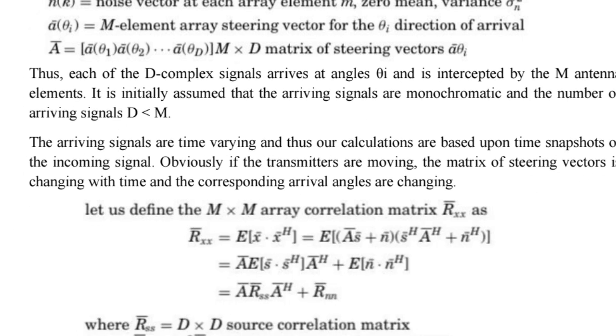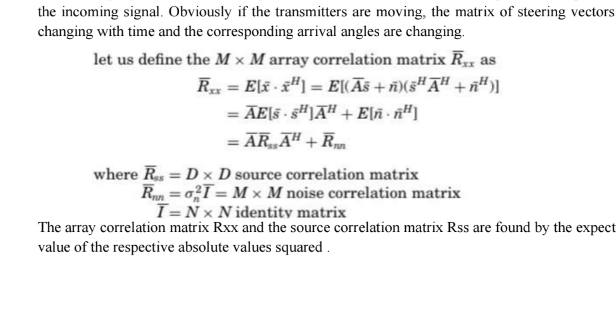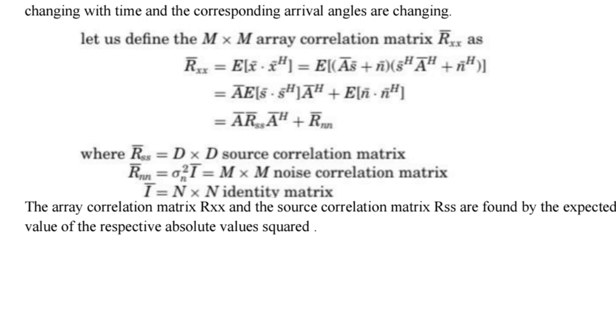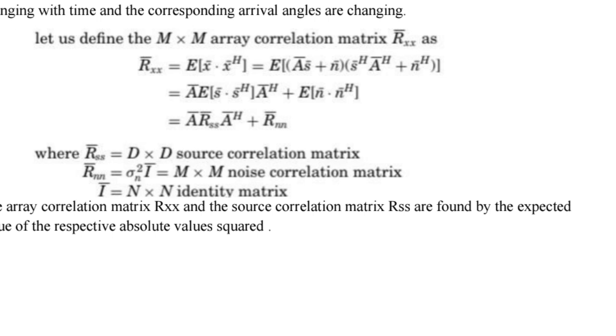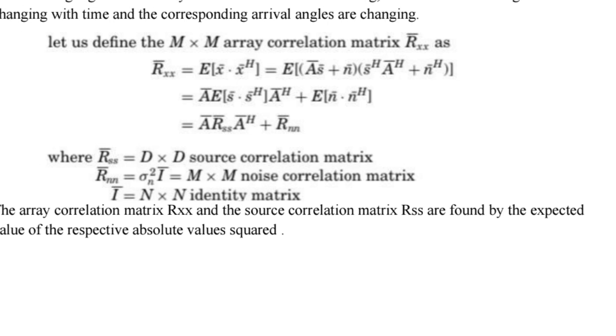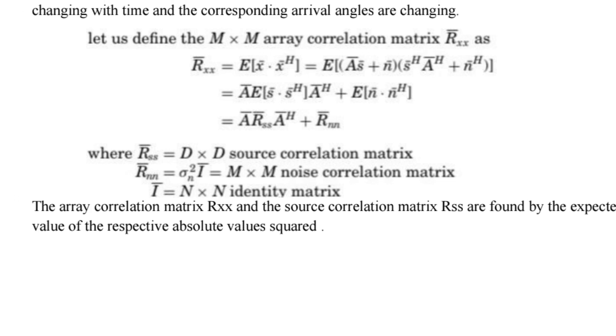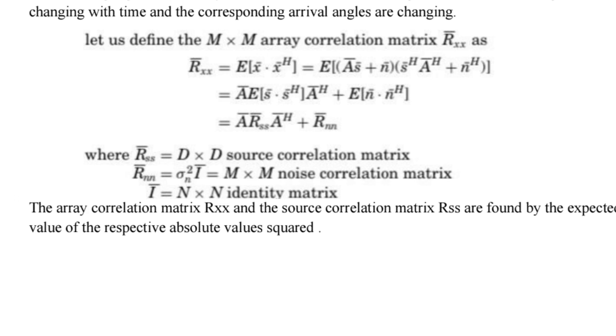Now we are going to define the correlation matrices. How to correlate the matrices? Let us define the M by M array correlation matrices. For that, the Rxx value you have to define here. This Rss is the source correlation matrix, and Rnn is the noise correlation matrix. This is based on our basic identity matrix M cross M.